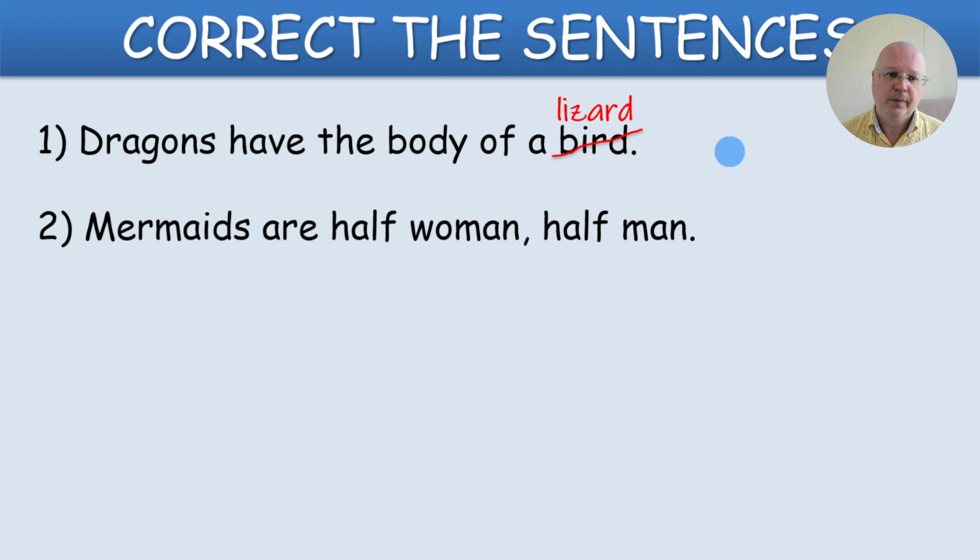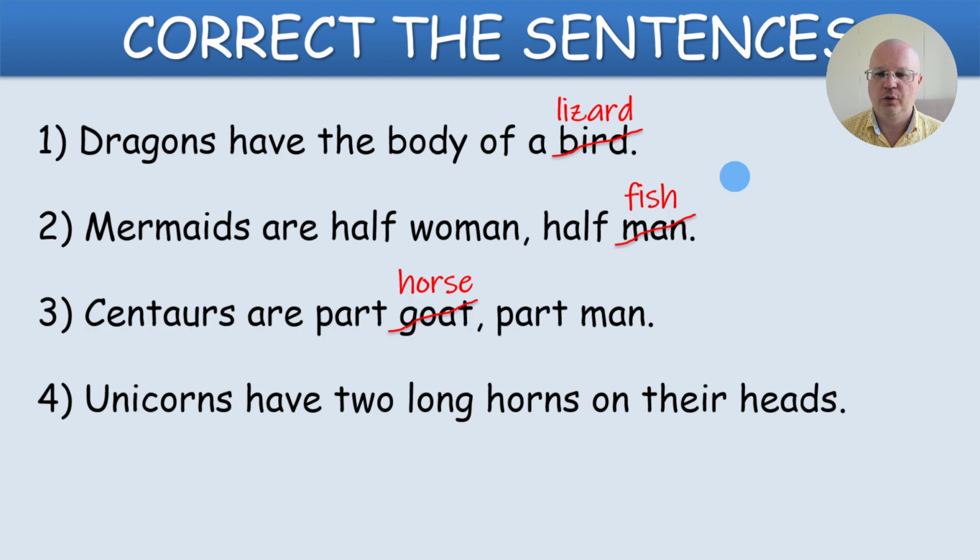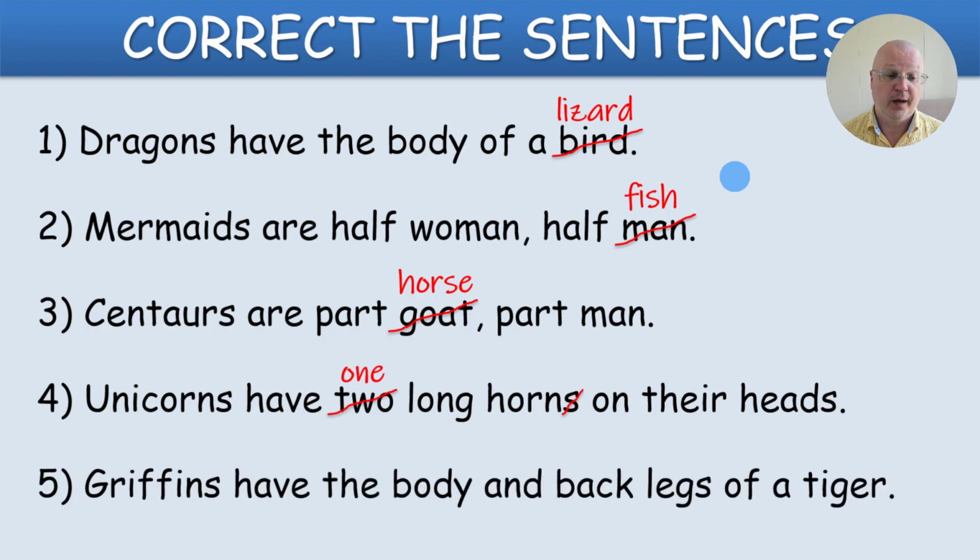All right, number 2. Mermaids are half woman, half man. No, mermaids are half woman, half fish. By the way, in Chinese, mermaids are 美人鱼, which means beautiful fish. It's a funny translation. Beautiful fish. I like it. 3. Centaurs are part goat, part man. 4. Unicorns have 2 long horns on their heads. And number 5. Griffins have the body and back legs of a tiger, which is wrong.